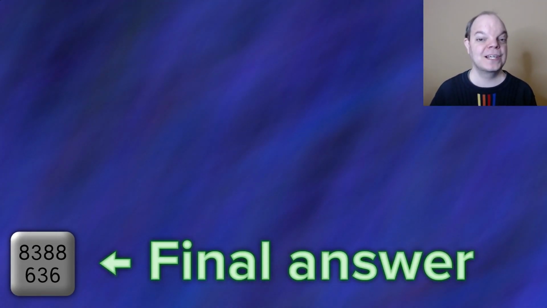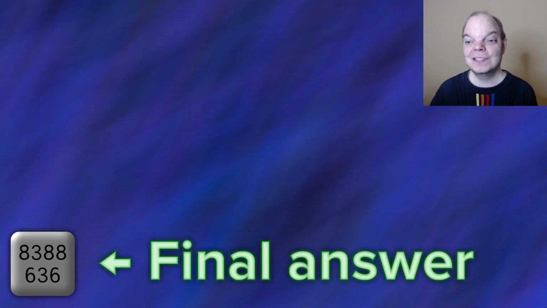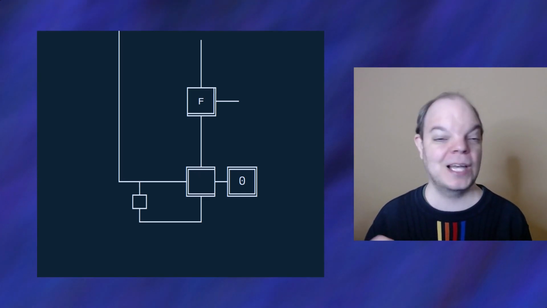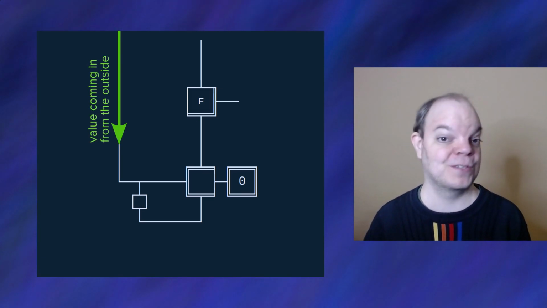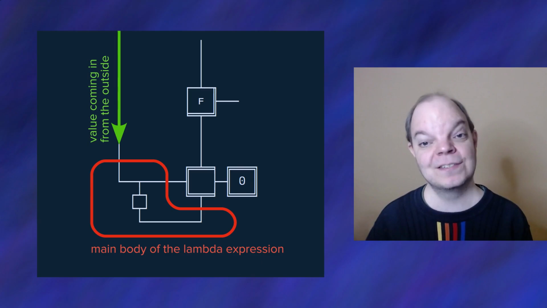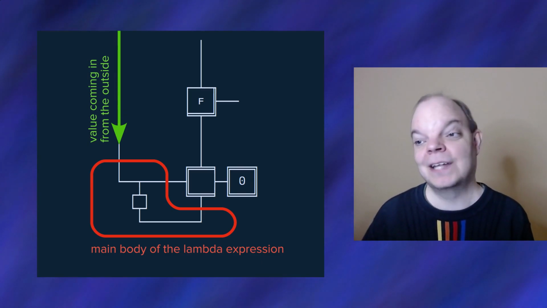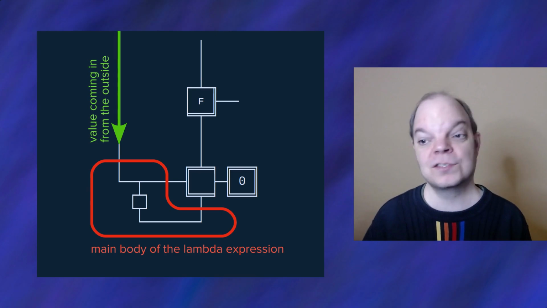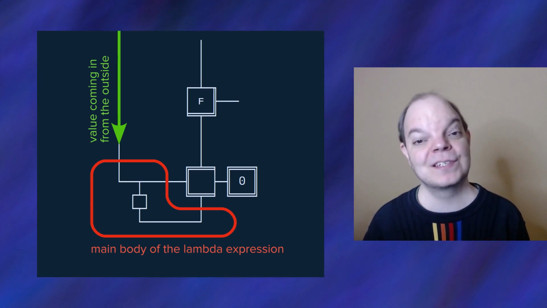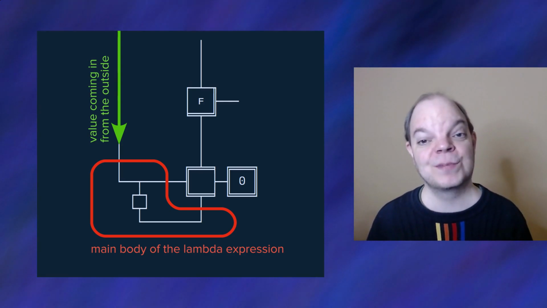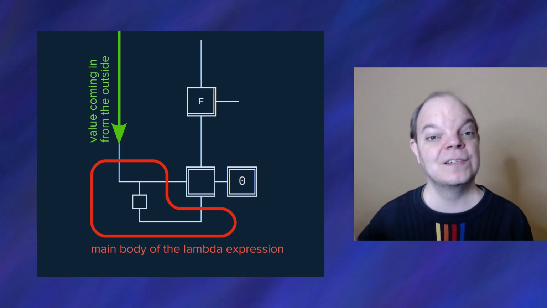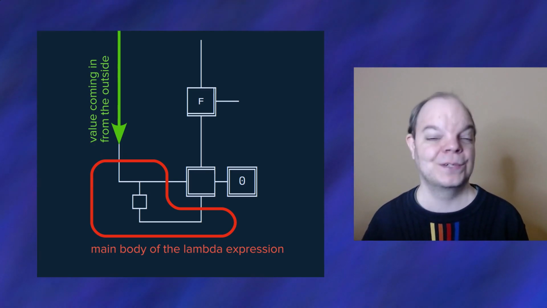Now there is one complication that I glossed over. You see, lambda expressions are allowed to capture values from the outside. Right, you can use a value that comes from outside the lambda expression in the calculations inside of the lambda expression. And of course we don't want those calculations to be copied every time you call the lambda expression. So the kind of nodes that get copied when you copy a lambda expression are only the ones that depend on the lambda expression's input.